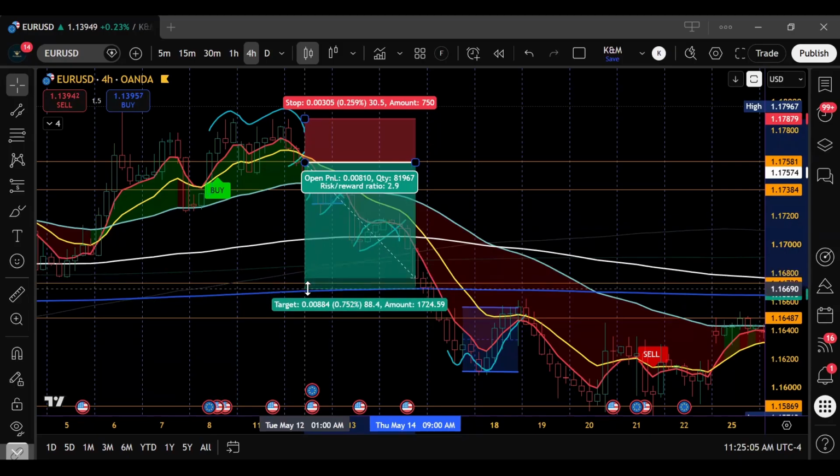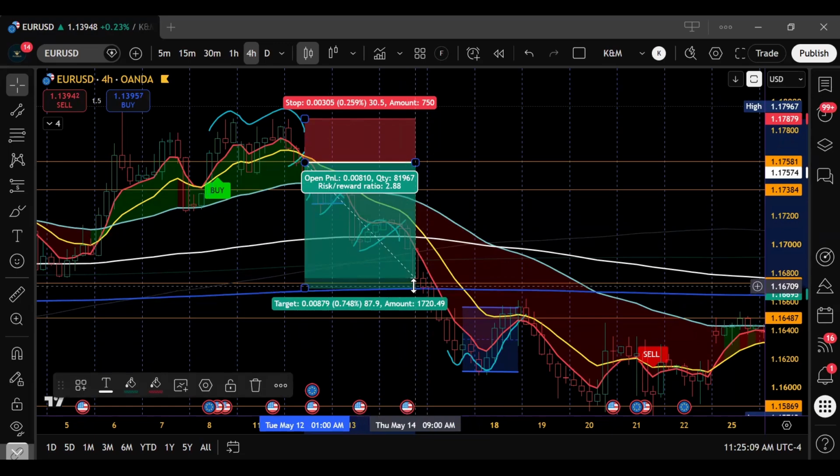I'm going to come and put a target at the blueberry. We got a blueberry. That gives me 87 pips for my entry. Usually, I probably would have just got out right here, I'm not going to lie. It's at the blueberry. But what I do is break down the lower time frames after that. If I know that this is the blueberry and I come set an alert, I'm going to come watch this on a 15-minute chart.